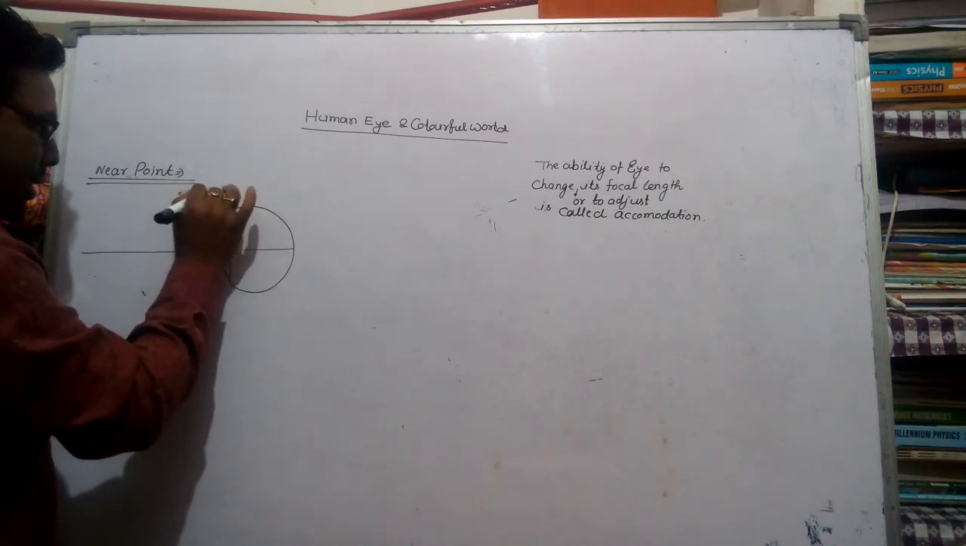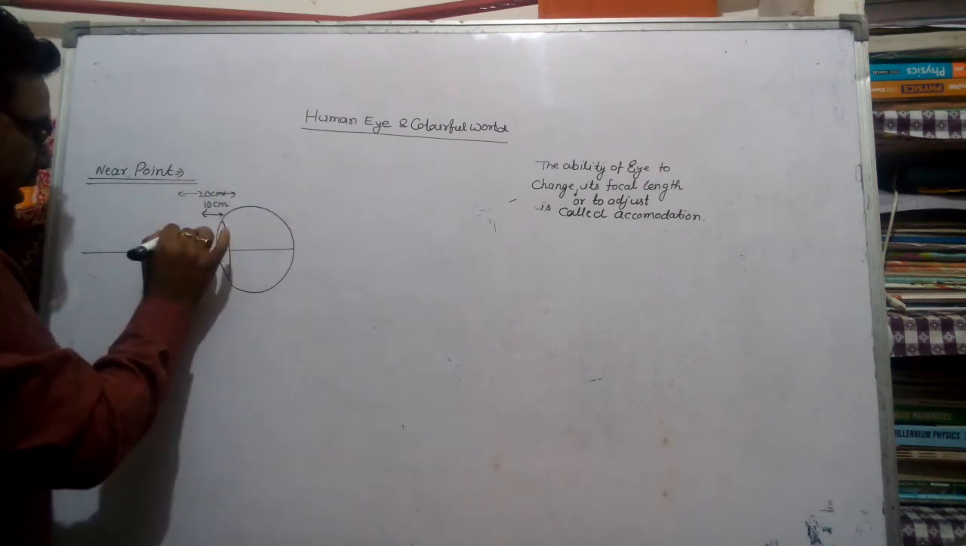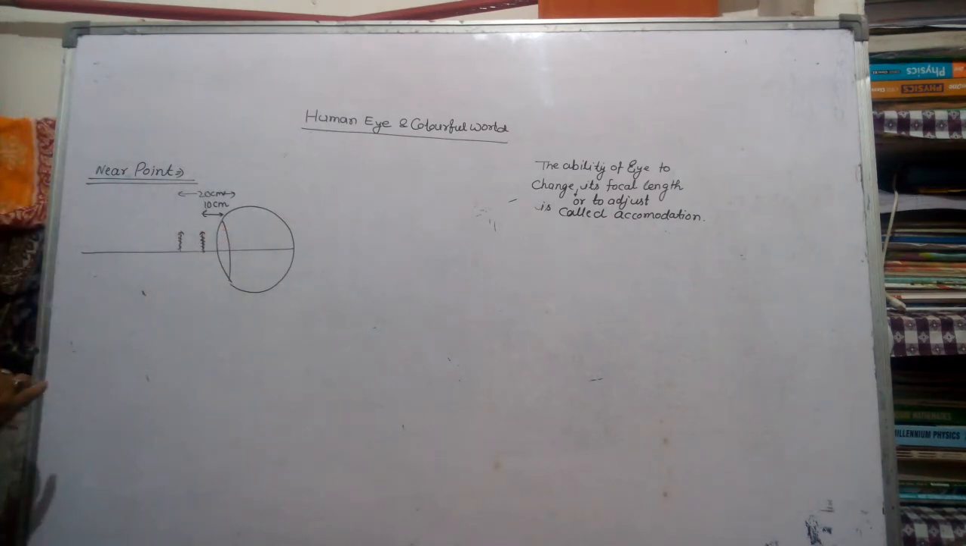Now the object is placed at 20 centimeter. Again we see the image blurred. The image is not seen clearly.